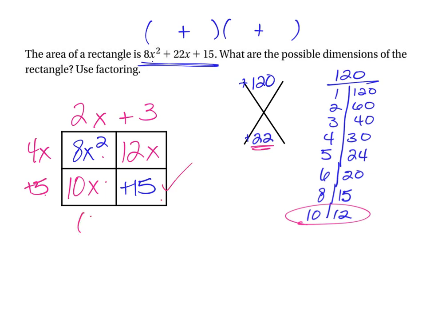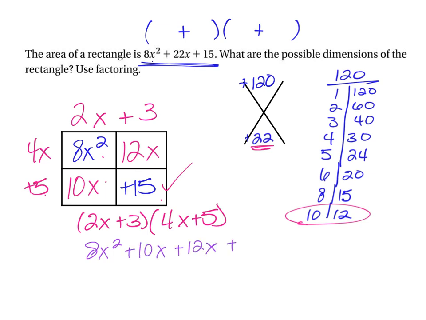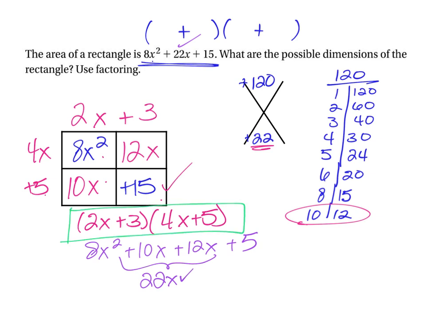So then our two binomials would be 2x plus 3 and 4x plus 5. When I go to multiply to check, 8x squared plus 10x plus 12x plus 15. Combining my two middle terms gives me that 22x. So that means those are our two binomials.